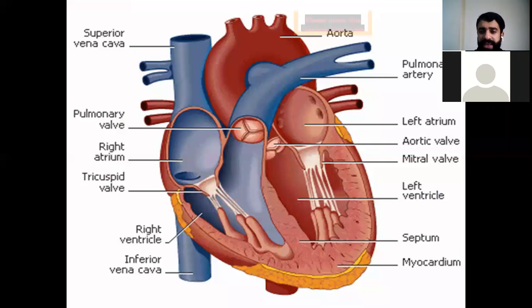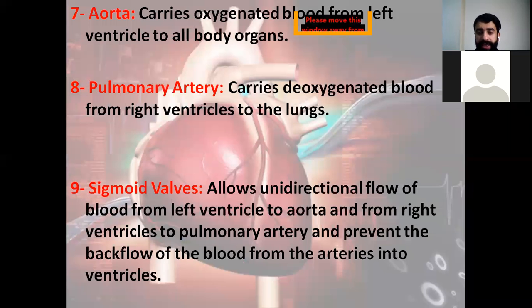So sigmoid valves allow unidirectional flow of the blood from the left ventricle to the aorta and from the right ventricle to the pulmonary artery and prevent the backflow. Whenever the blood moves from the left ventricle to the aorta, it can't go back. And whenever it moves from the right ventricle to the pulmonary artery, it can't go back. This is the function of the sigmoid valve.